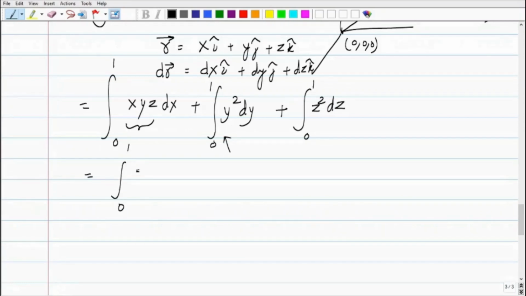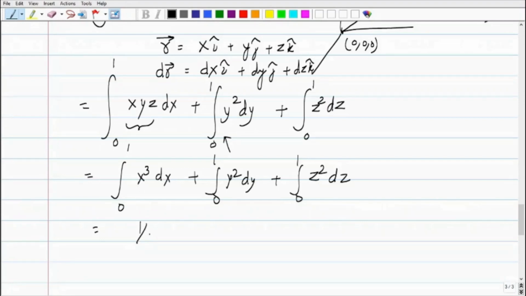And this is then integral 0 to 1 x cubed dx plus integral 0 to 1 y squared dy plus integral 0 to 1 z squared dz. The first one is simply x to the power 4 by 4, so it's 1 by 4. The second one is y to the power 3 by 3, so it is 1 by 3. And the last one is also 1 by 3. Finally this is (3 plus 4 plus 4) by 12, which is 11 by 12. So that's the work done.